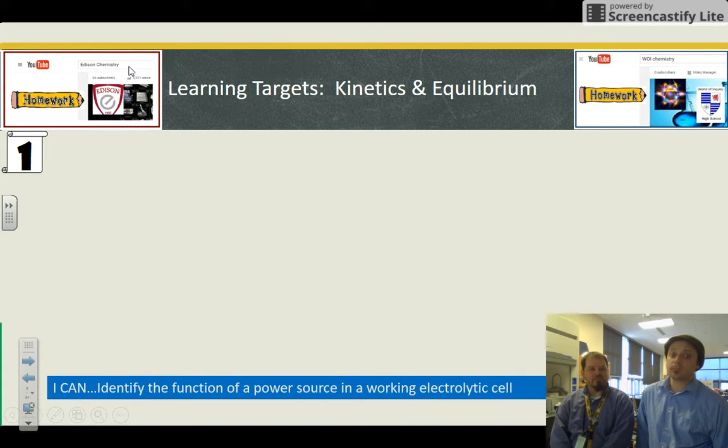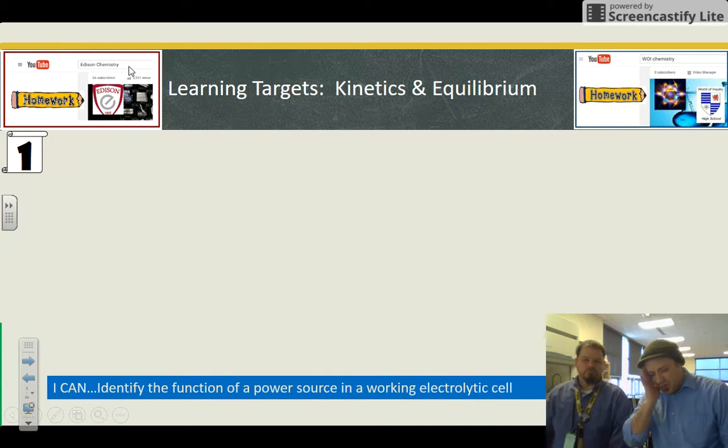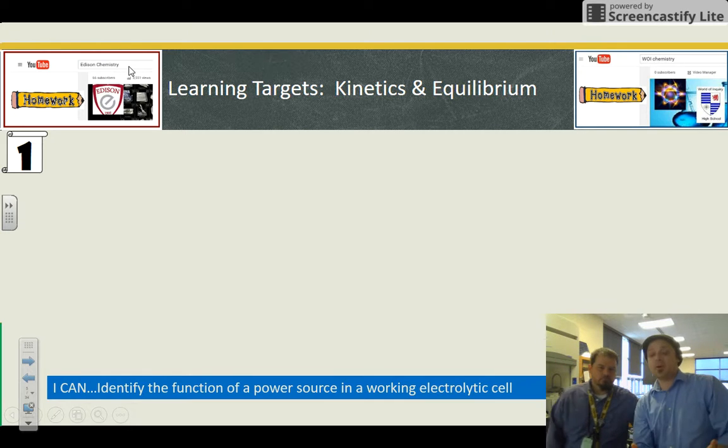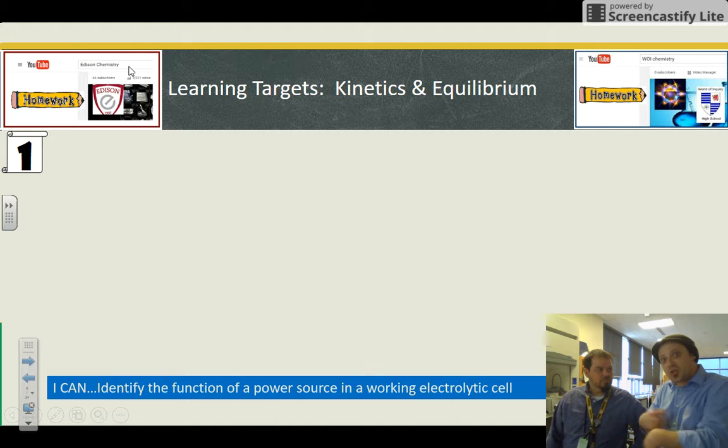One last one. Identify the function of a power source in an electrolytic cell, which is different than an electrochemical cell. An electrolytic cell is non-spontaneous, so we need to zap it to make it go. A little preview: batteries are electrochemical cells because they use a spontaneous chemical reaction to make electricity. When you have to recharge your battery, it functions like an electrolytic cell because you're forcing the reaction to go backwards. You're using the electricity to reset the chemical reaction. So we're going to hit up batteries.